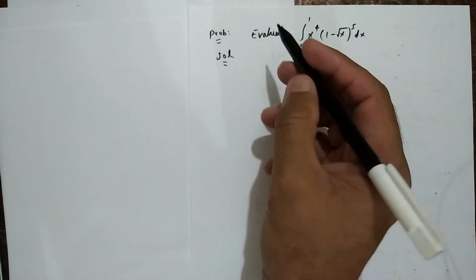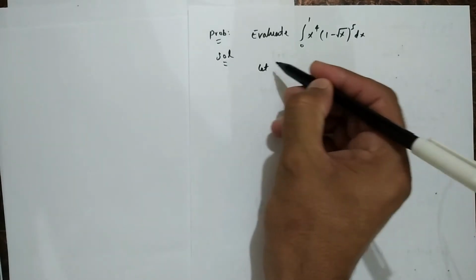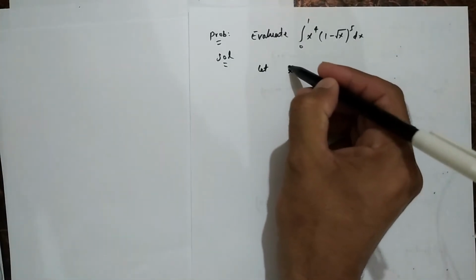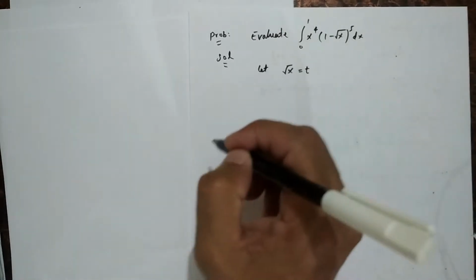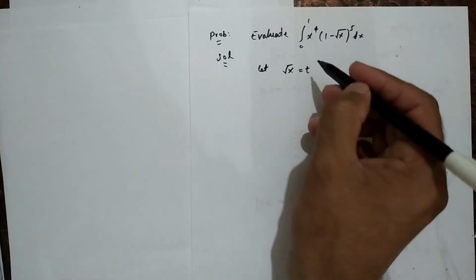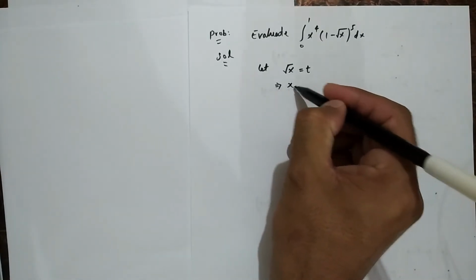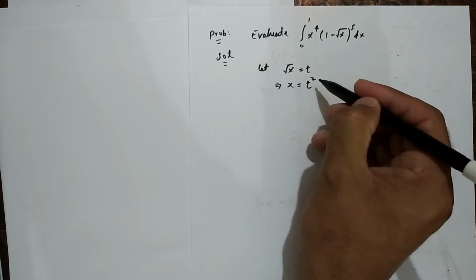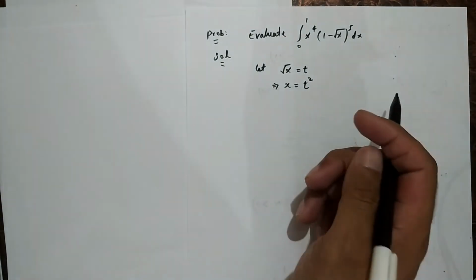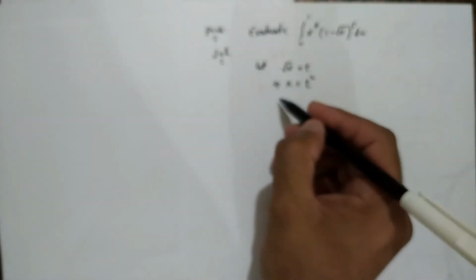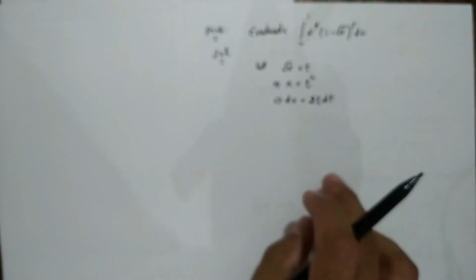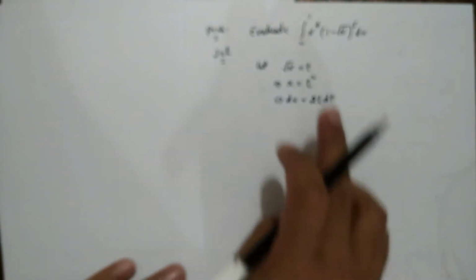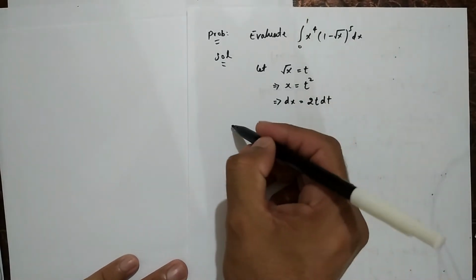Let us consider this √x to be equal to t. This implies that x is equal to t square, taking the square on both sides, and then taking the derivative, dx is equal to 2t dt. Now substitute these values in the above integral.